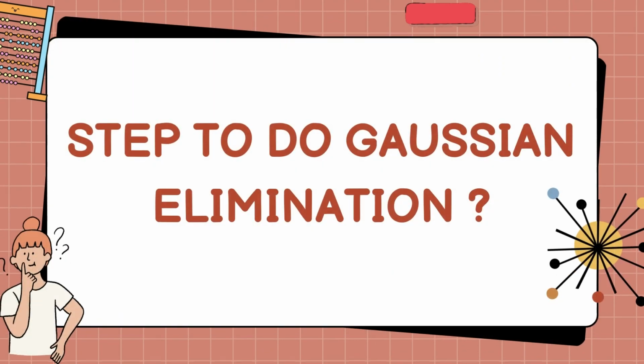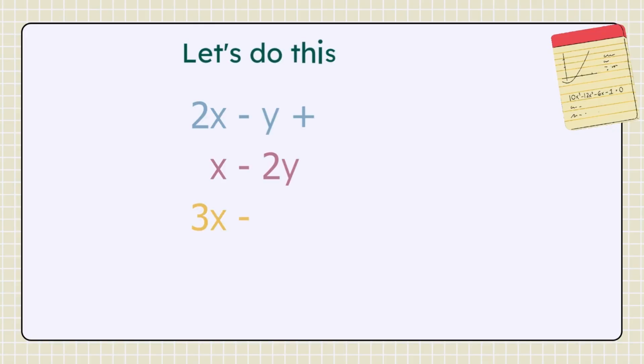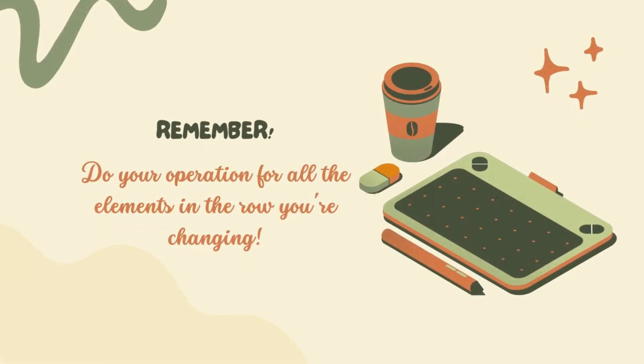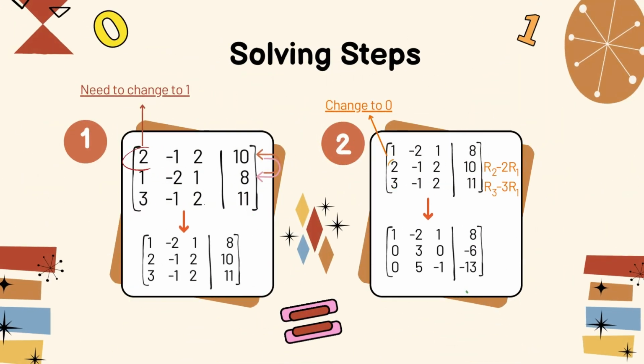Okay, so how do we do Gaussian elimination? Okay, so let's try this example question here. Since there are three equations, we are going to solve this using the 3x3 method. For the first step, let's change the top left element into 1. We can achieve this by swapping the first and second row.